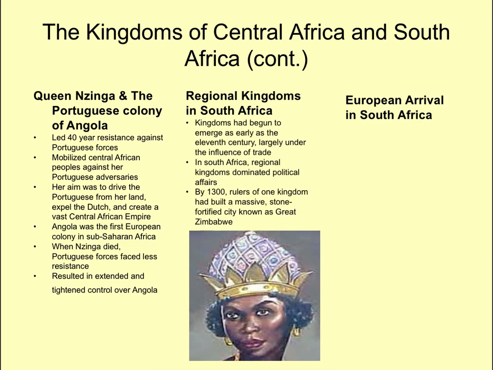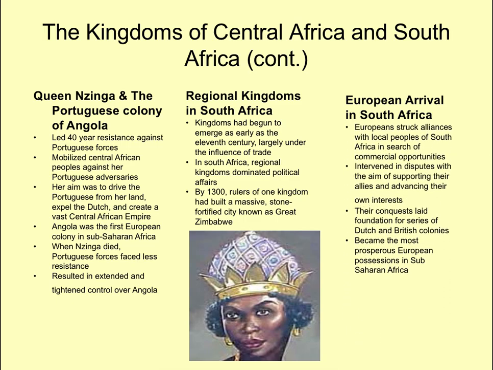So in South Africa, kingdoms had begun to emerge as early as the 11th century and largely under the influence of trade. Regional kingdoms dominated political affairs, and by 1300, rulers of one kingdom had built a massive stone fortified city known as Great Zimbabwe. So we do see, based on this, that regional kingdoms did emerge in Africa, and some of them did survive outside of the Europeans trying to come in and control them.